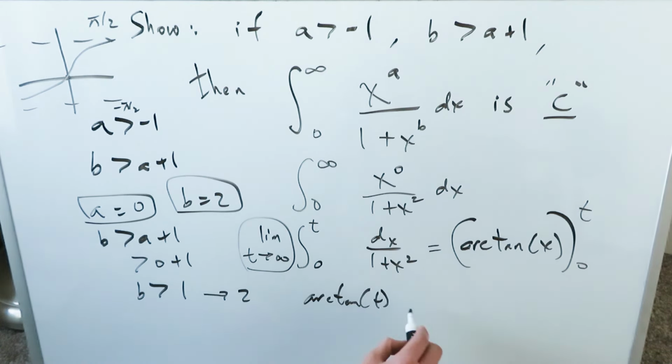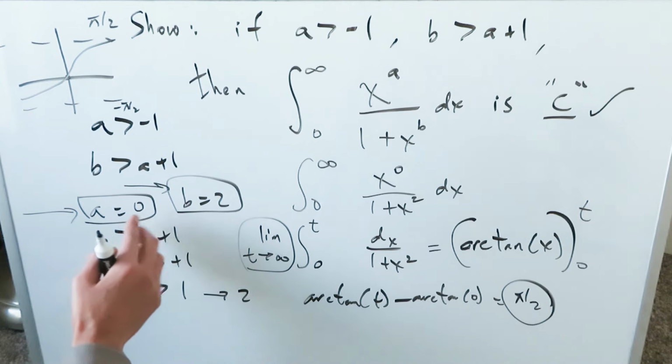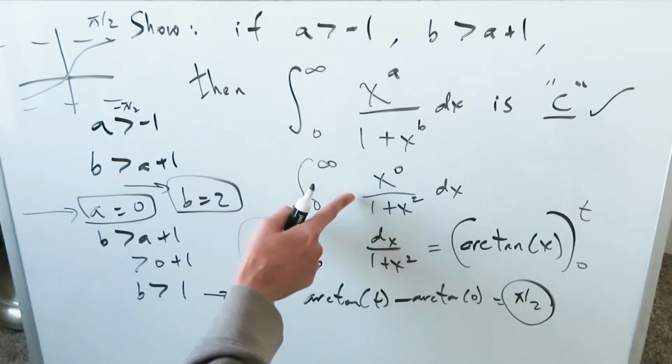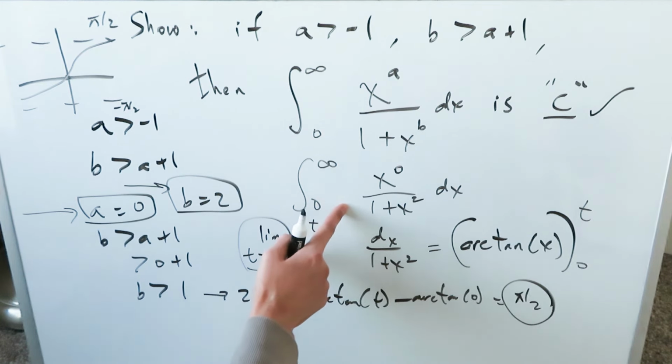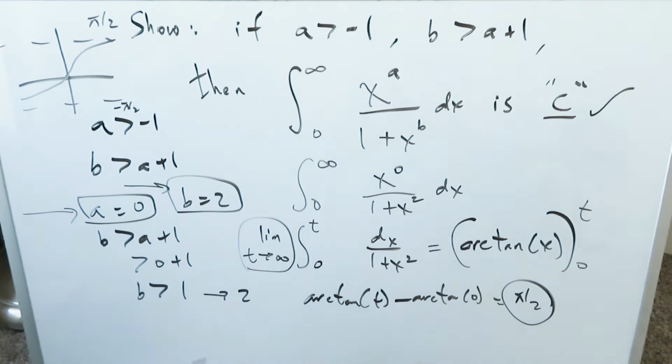Arctan of t or infinity is pi over 2, minus arctan of 0, which is 0, and our end result is pi over 2. It's a finite, good value, so it's convergent, and we've shown this to be the case. So this was the assumption we made. A was equal to 0, and then we established b, and then we plugged them in and redefined our improper integral as a definite integral. We compute it and we have a convergent value.